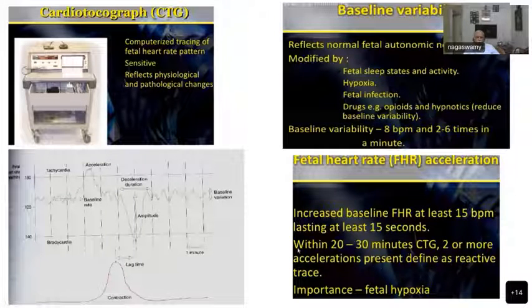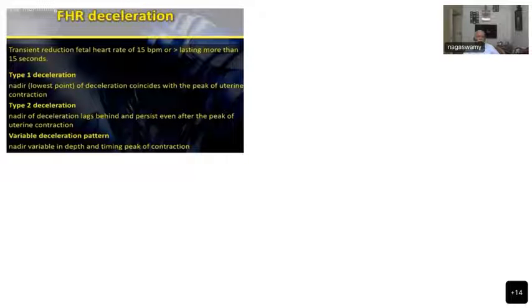So if it is having this tachycardia, that means the child is trying to maintain by increasing the heart rate. Whereas if the heart rate goes down, that is FHR deceleration, a transient reduction of 15 beats lasting more than 15 seconds. There are two types: type 1 deceleration, type 2, then there is a variable. So type 1 is called early, type 2 is called late, and the third is the variable deceleration. This is sometimes asked in the exam as a short note question: what are the various heart rate variations that can happen during labor?